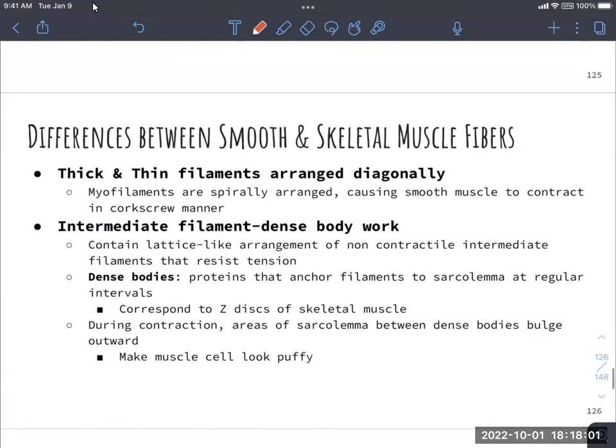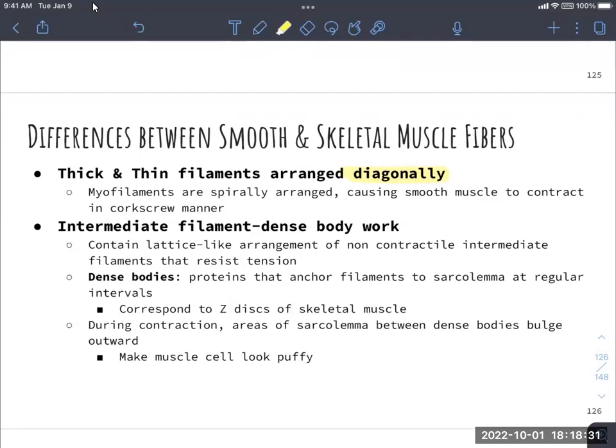Unlike skeletal muscle, those thick and thin filaments are more in a diagonal shape because those smooth muscle cells don't contract straight across like a skeletal muscle fiber cell does. They're going to kind of corkscrew, they're going to spin when they contract. And that's what that diagonal thick and thin filament is going to help to do.